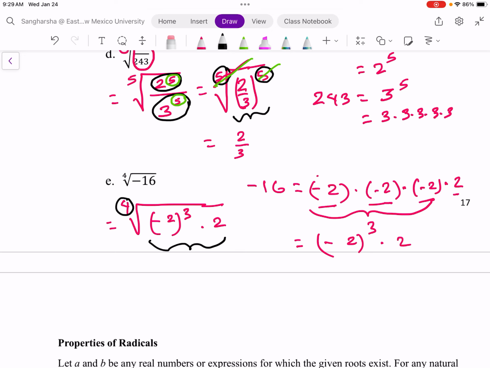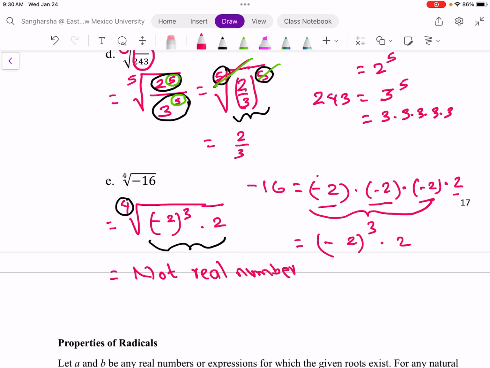So what next? Can we find the fourth root of negative 16? In this case, if you have an even index and a negative radicand, then we will not get a real number. We can express the fourth root of negative 16 as a complex number, and we will be talking about complex numbers in our first chapter. But right now the fourth root of negative 16 is not a real number. So let's write down our final answer as not a real number.